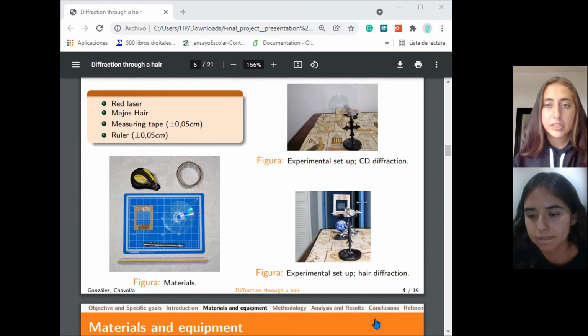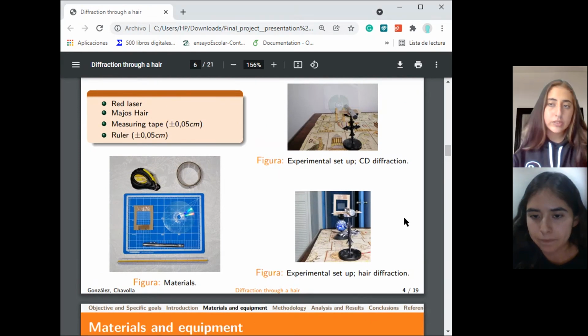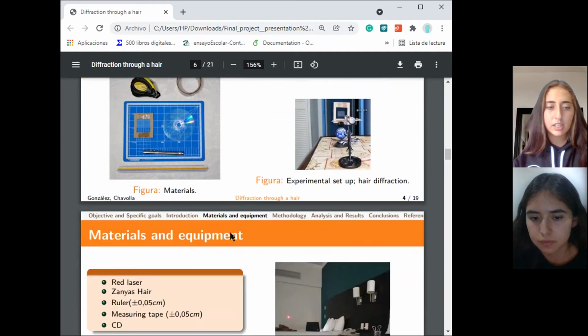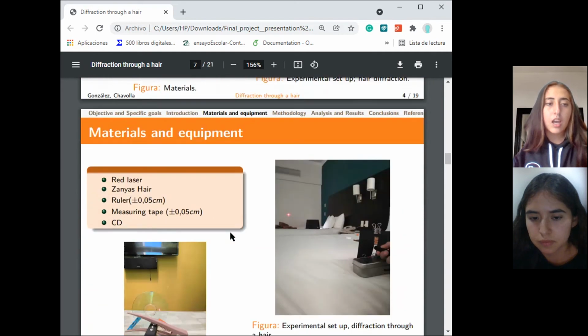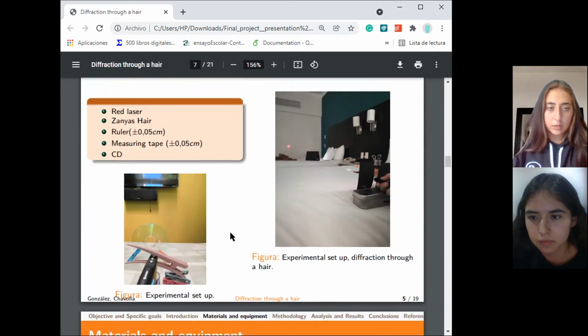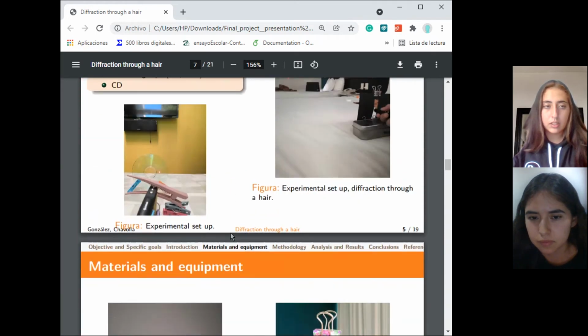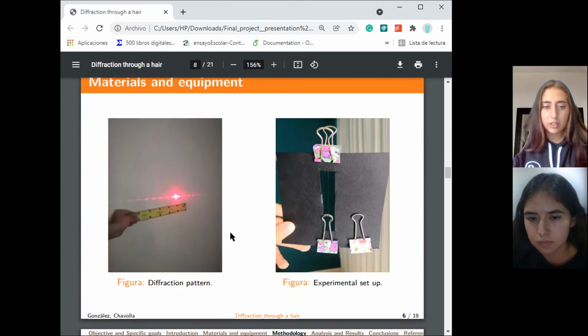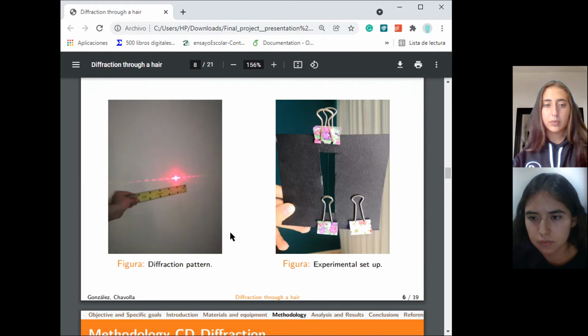Now here we have the materials we used for the experiment. Here's the experimental setup that I used for our experiment. We used the red laser, a human hair, measuring tape, and a ruler. And as we can see in the second slide, this is Tanya's experimental setup. She used the same, just a different laser and her hair. And here we can see the diffraction pattern and a close-up of the experimental setup.